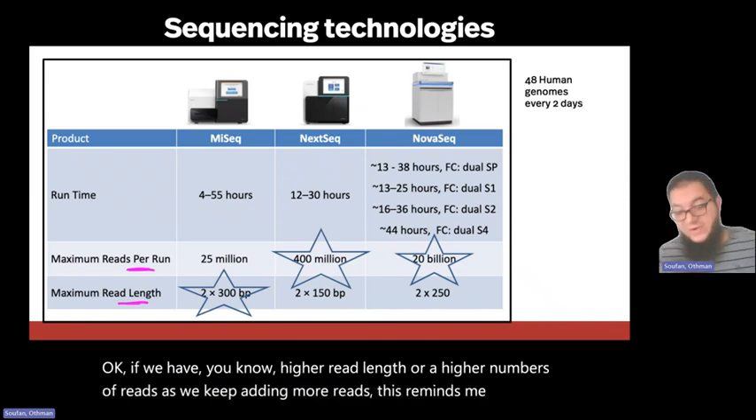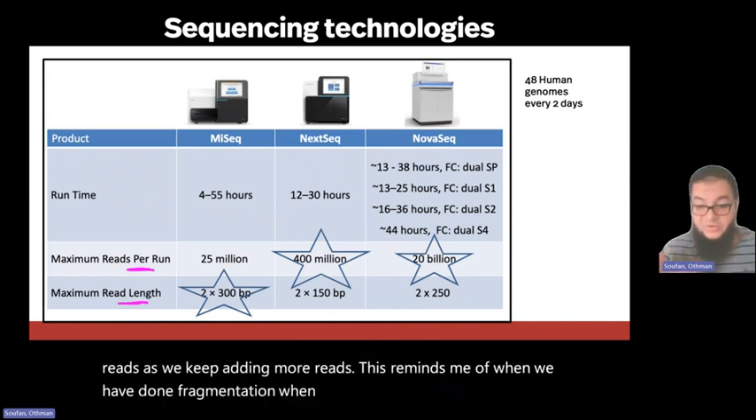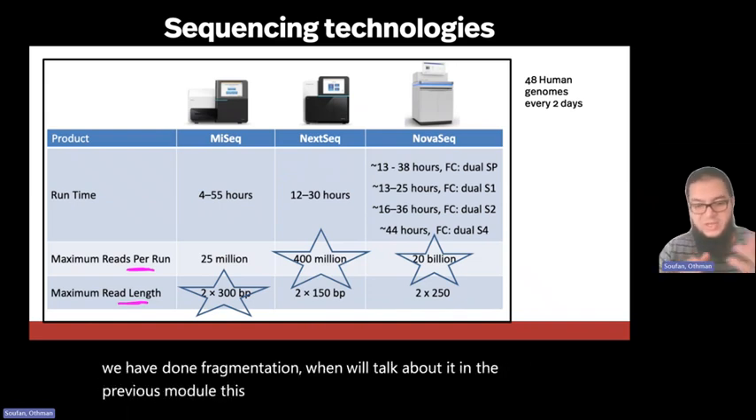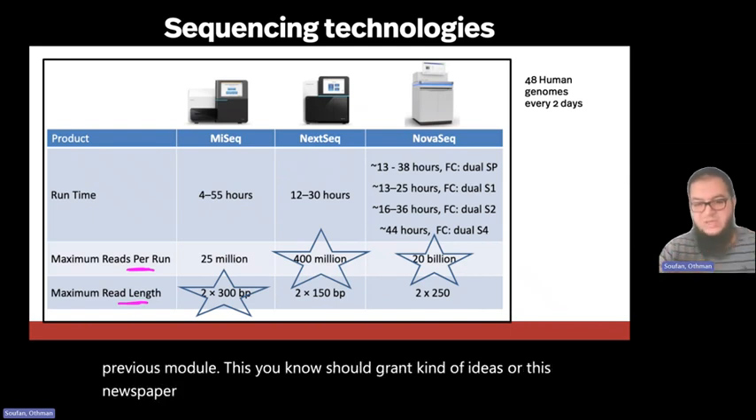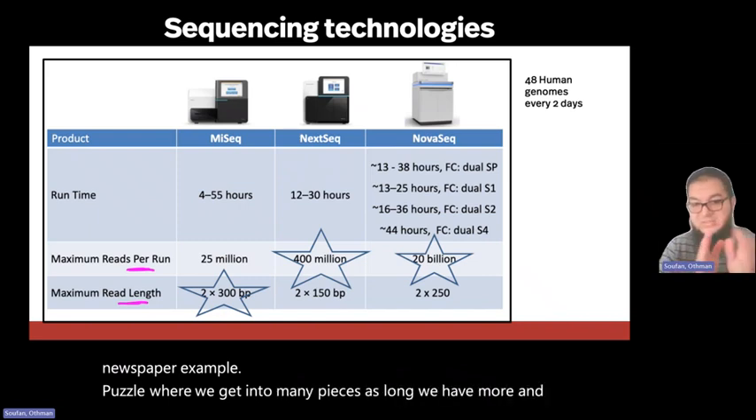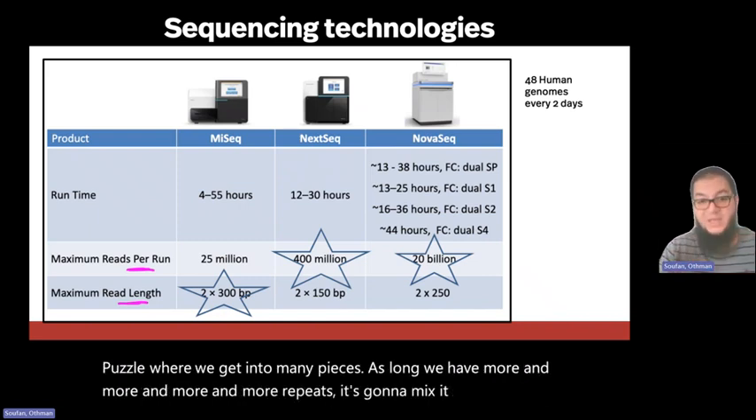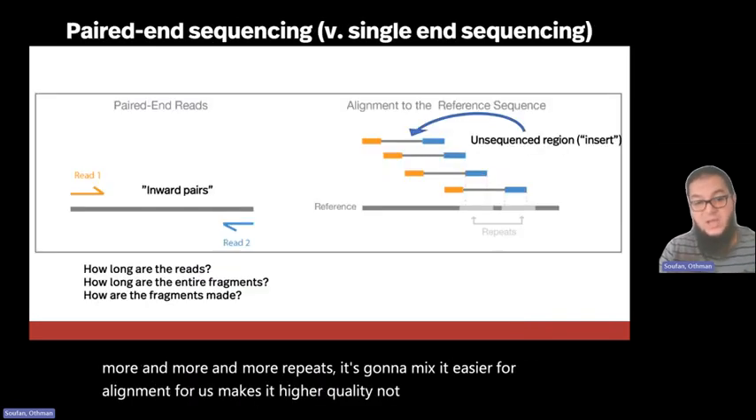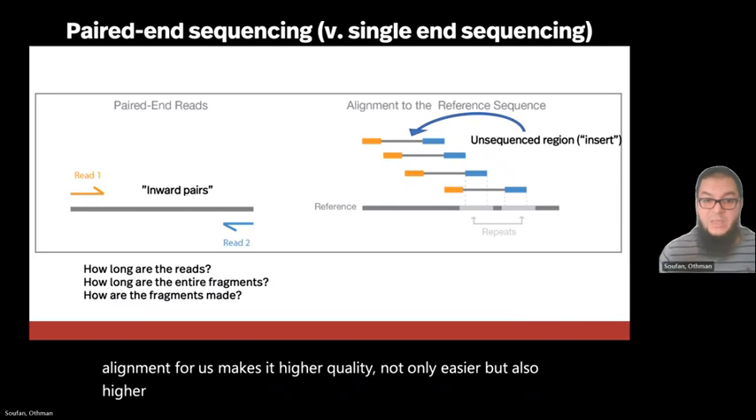As we keep adding more reads, this reminds me of when we did fragmentation, which we talked about in the previous module, the newspaper puzzle example, where we get many pieces. As long as we have more and more repeats, it makes alignment easier for us, and not only easier, but also higher quality.